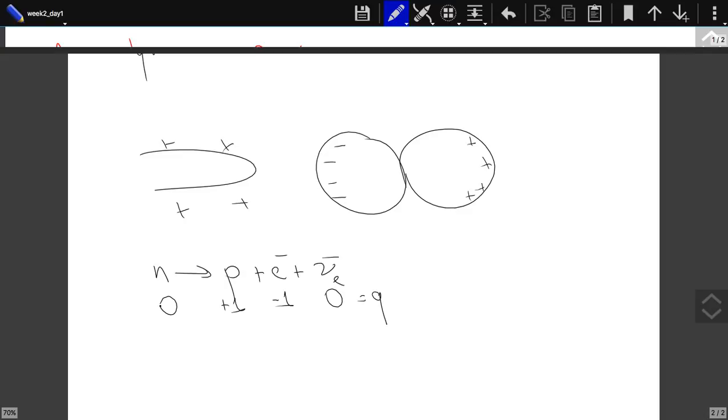Now let's continue with some examples on the electric field. So the electric field of a ring charge.